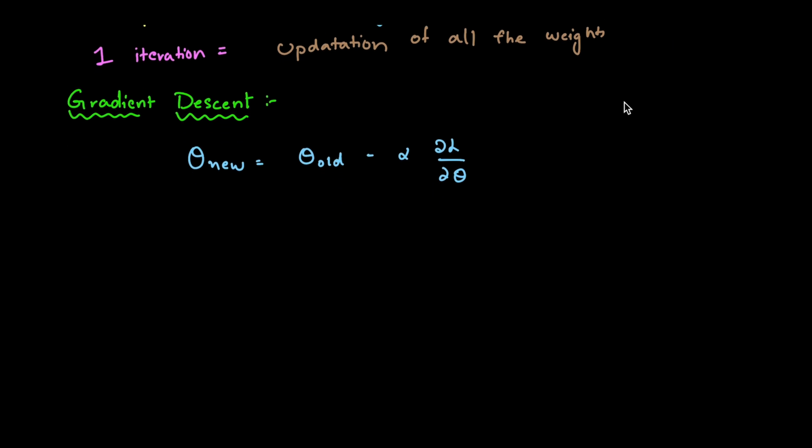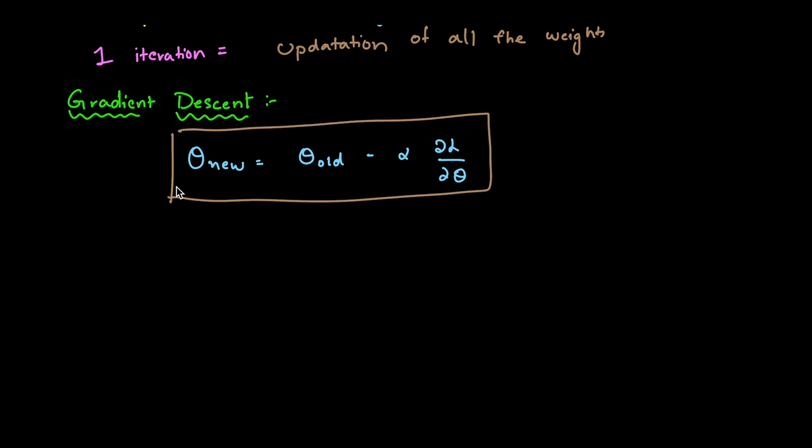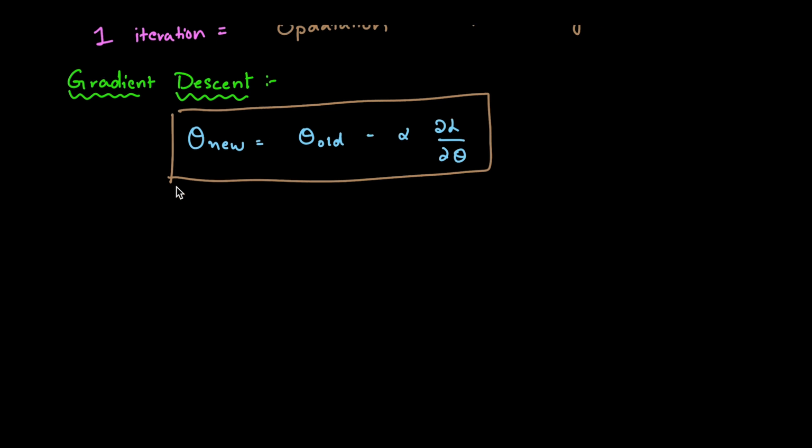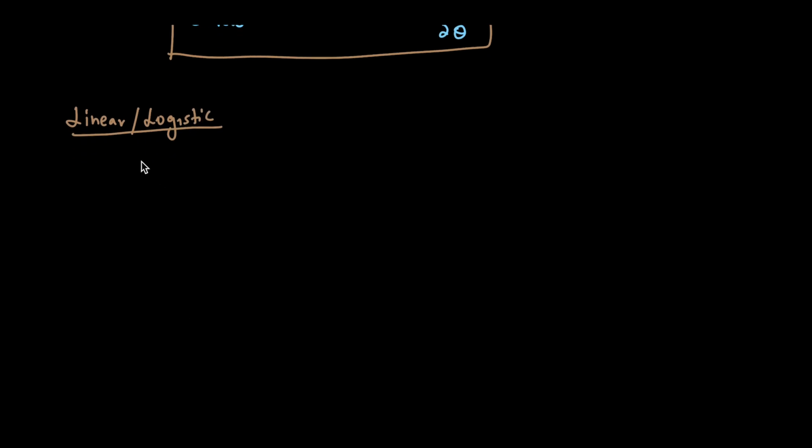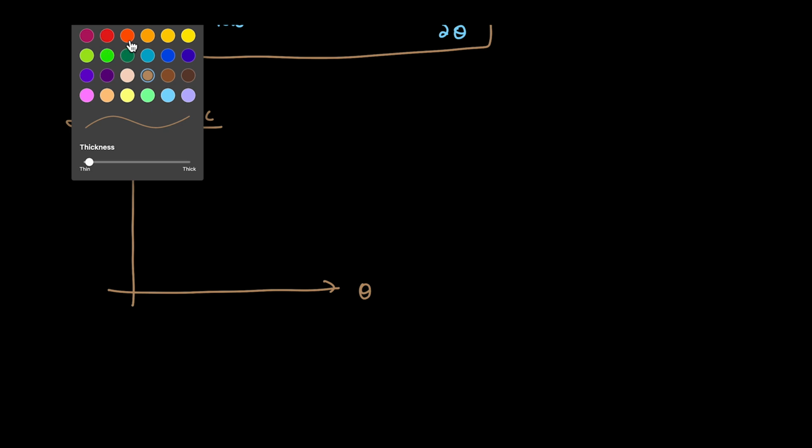So we know the formula of gradient descent: theta new equals theta old minus alpha times the derivative of loss with respect to theta. This we have seen multiple times, and now let's discuss what is the problem with this gradient descent. The main problem is, as we discussed in the last video, in linear or logistic regression the problem in our hand is really simple, and the graph of loss with respect to any parameter will be very smooth like this.